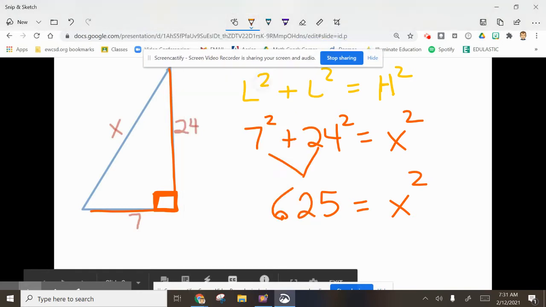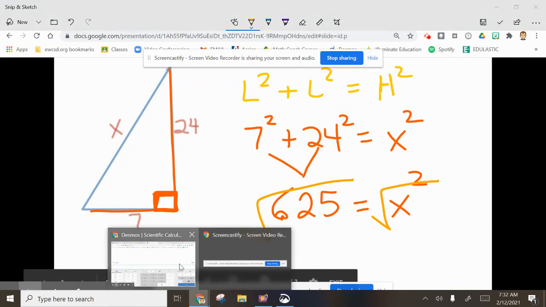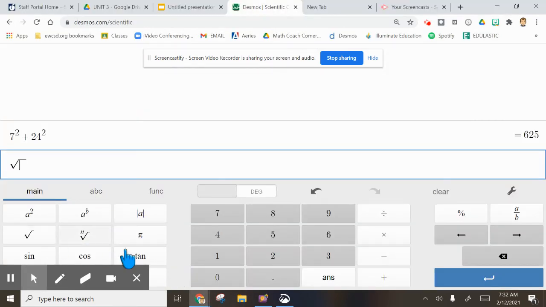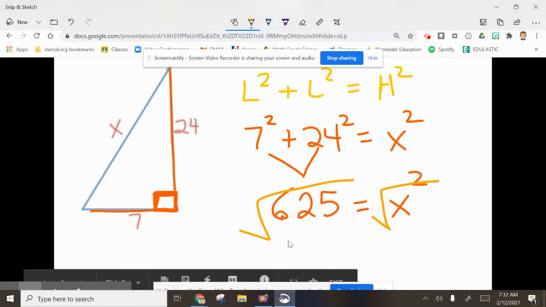What is my last step? You got it, kill the exponent. We got to square root both sides. So when we do that, we'll have our final answer. Okay? So we're going to put square root of 625, and we get 25. So that's our final answer. 25 equals x.